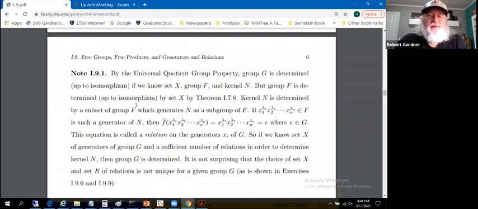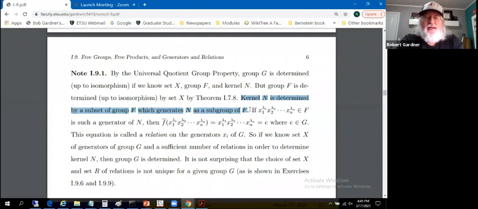But group F is determined up to isomorphism by set X. So I know set X determines the free group. It's the letters that you use. The kernel N is determined by a subset of group F, which generates the kernel as a subgroup of F. Okay, so this is where it becomes nebulous, in my opinion. All right, it boils down to knowing set X, the free group on that set, and the kernel.